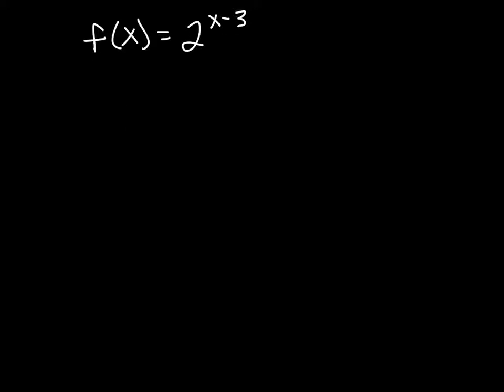All right, the first thing I'm going to do when I have an equation like this is graph it on my calculator. Make sure when you graph this on your calculator that this piece right here is in parentheses, so it's not looking at 2 to the x minus 3, which would be a vertical shift instead.